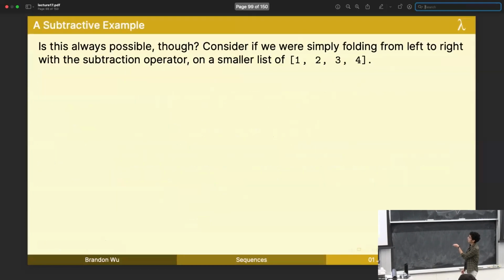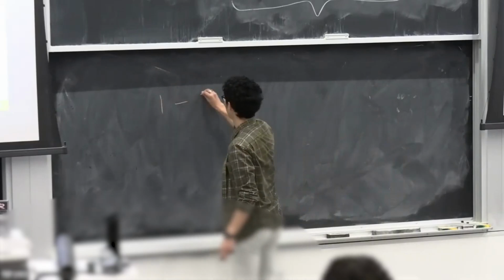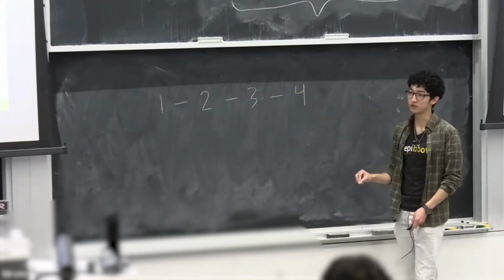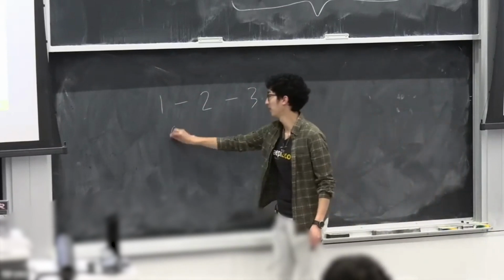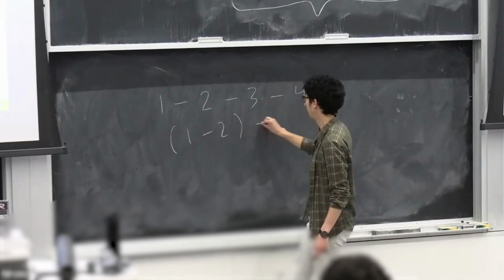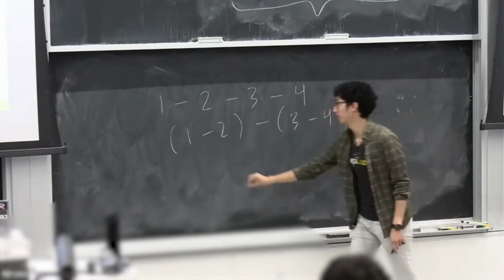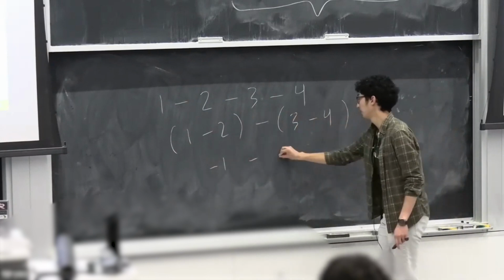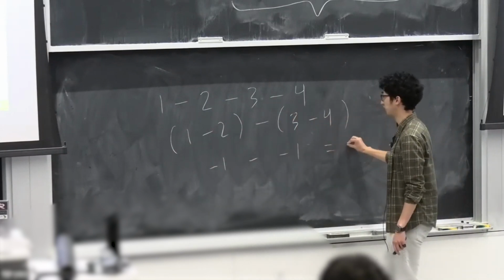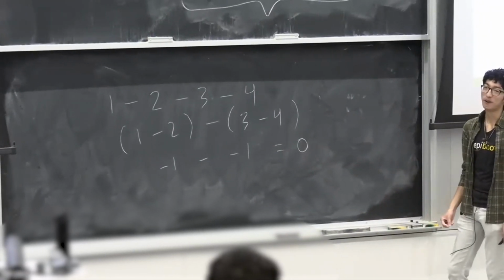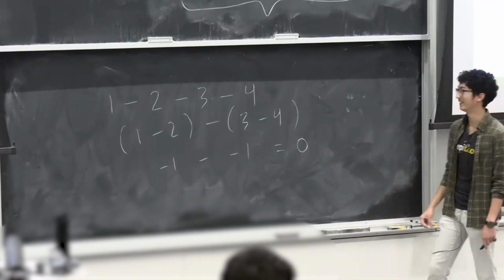But also, what if I wanted to do this? Let's try it. Let's parenthesize it. Let's do 1 minus 2 minus 3 minus 4. What do I get? I get minus 1 minus 1 equals 0. Does that seem right to everyone? Cool. Whip out your calculators. This isn't quite right.